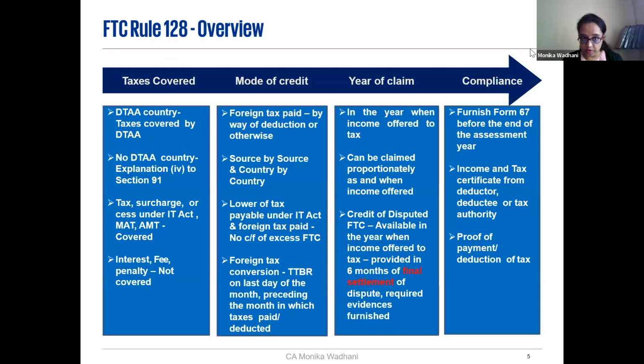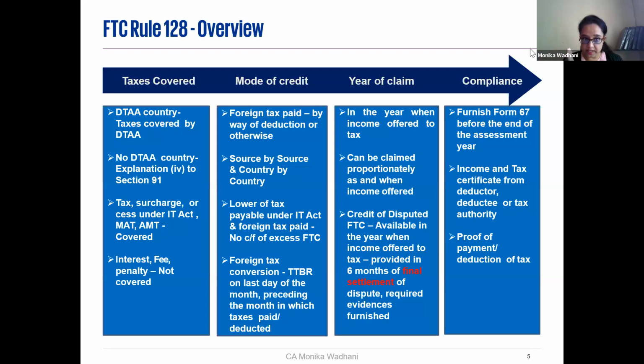Let us understand the overview of the rules, and in the next slide, certain intricacies, and whether the rule can override the provisions of the Act and whether the rule can override the provisions of the treaty, and how. Rule 128 has 10 sub-rules. It provides what kind of taxes are covered and how the credit has to be given under Indian income tax towards the taxes which are paid in the foreign country.